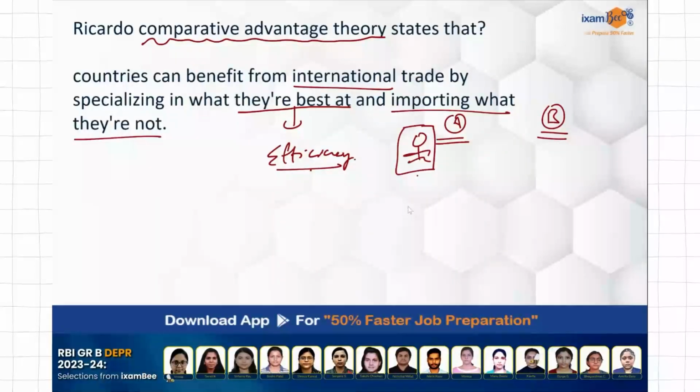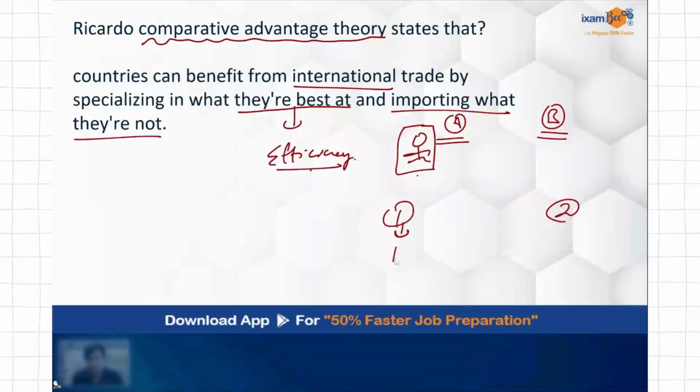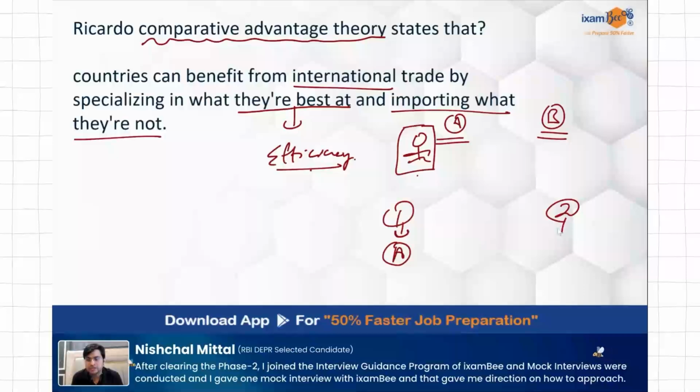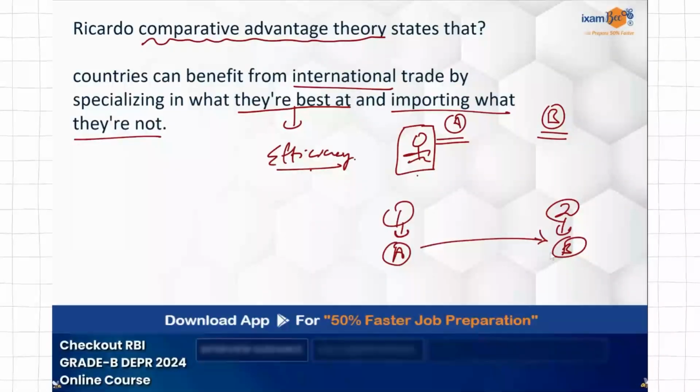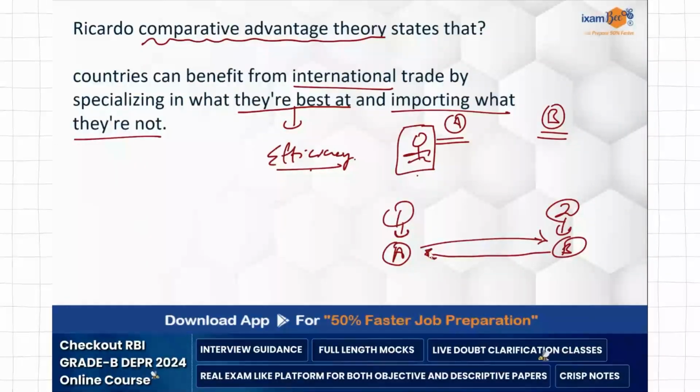So there are two goods, good A and good B, and there are two countries, country one and country two. It might be possible that country one has the efficiency in producing A and country two has the efficiency in producing B. Since they have comparative advantage, for one the comparative advantage is producing A, for two the comparative advantage is in producing B. Now they can trade A and B, only if they have comparative advantage. If they don't, then there is no trade happening, right?